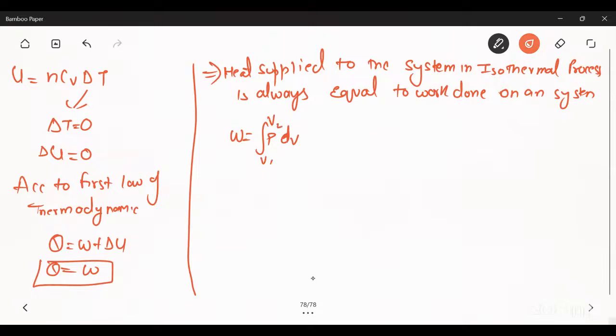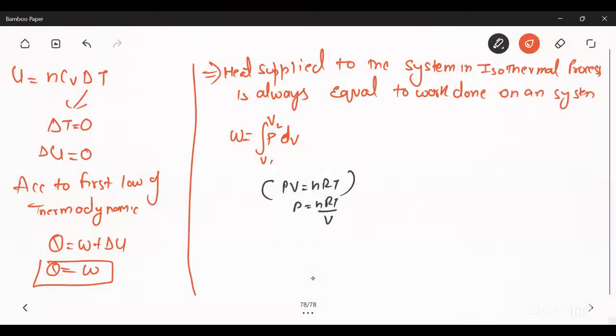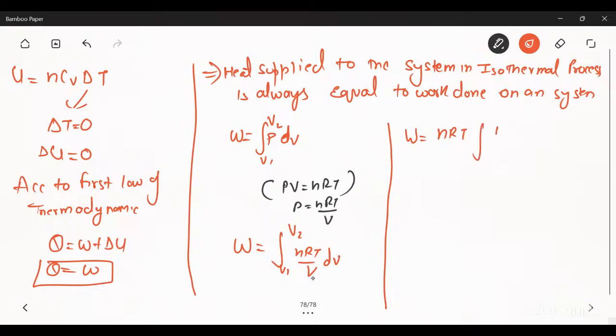Okay. We know the ideal gas equation, PV is equal to nRT. So I can write P as nRT by V, where n is the number of moles, R is the universal gas constant, T is temperature, and V is volume. If we put this value of P, the work done is the integral from V1 to V2 of nRT by V dV. So work done is equal to nRT, taken outside, times the integration of 1 upon V dV from V1 to V2.